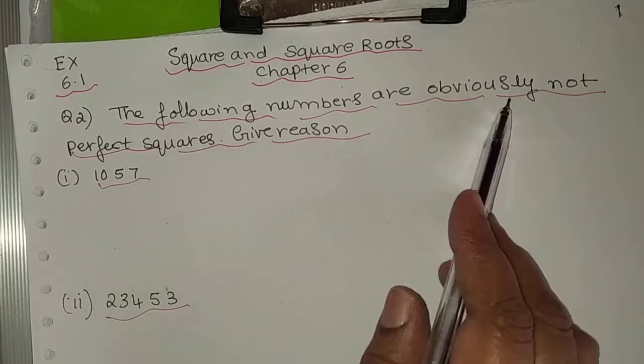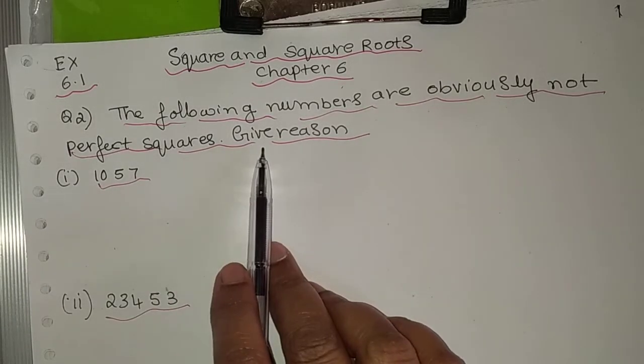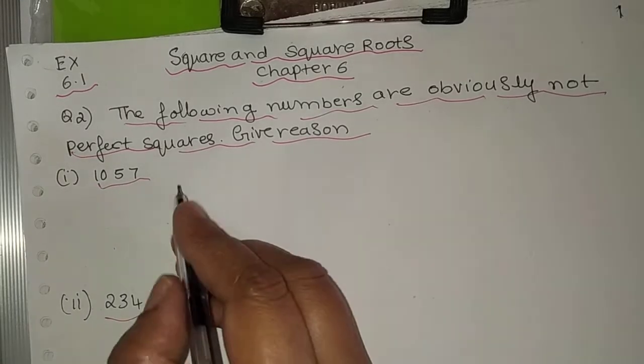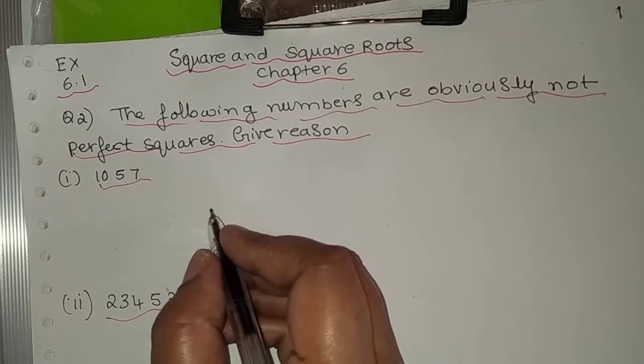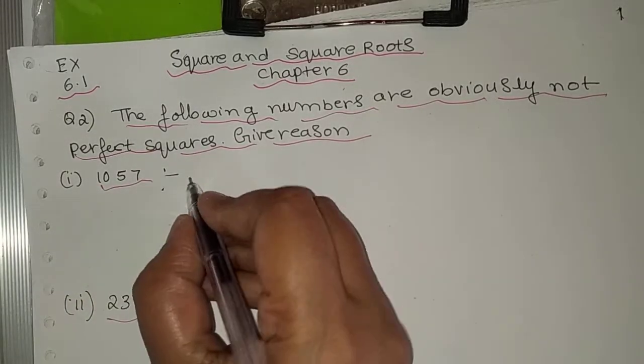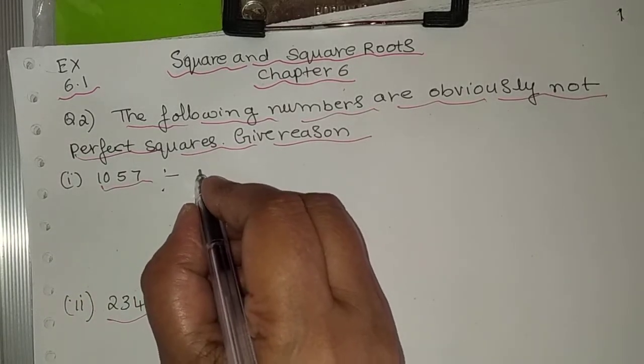The following numbers are obviously not perfect squares. Give reason. So they have given some numbers, and we have to say why they are not perfect squares. The first one they have given is 1057. So we write the answer.